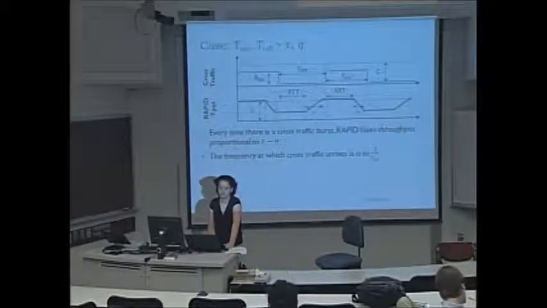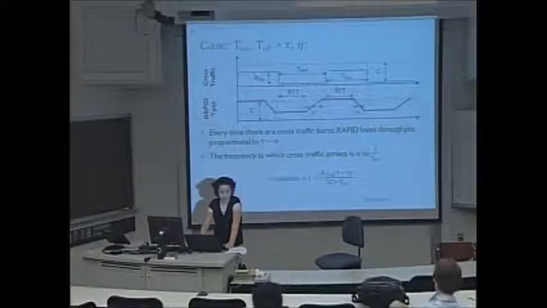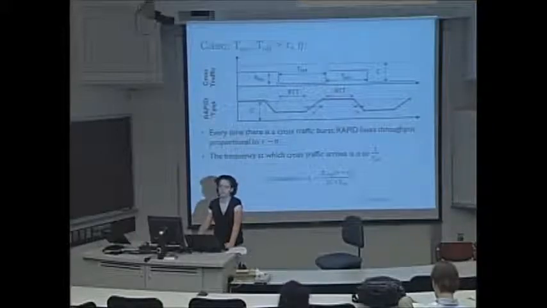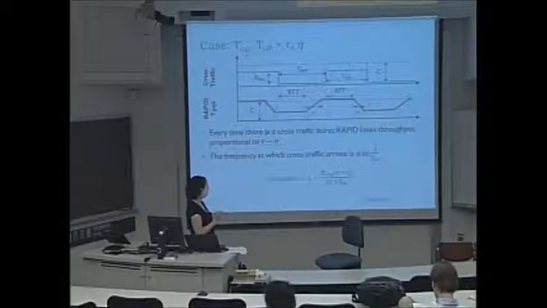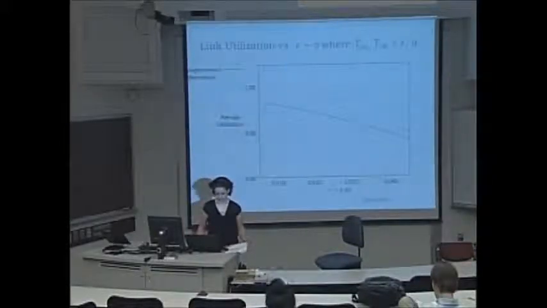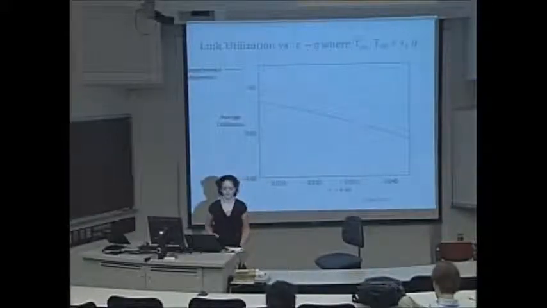And additionally, Rapid will have to ramp up or ramp down every time there is a cross-traffic burst. So as bursts become more frequent, that is, T-on gets smaller, then Rapid will lose more throughput and utilization will go down. So this equation can be derived, and the loss is proportional to both the frequency, 1 over T-on, and the quantity tau minus eta. And experimental results confirm that this is on the right track.